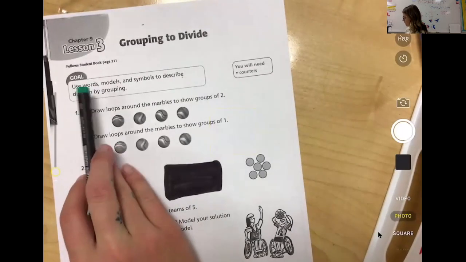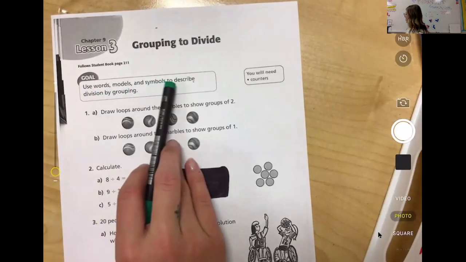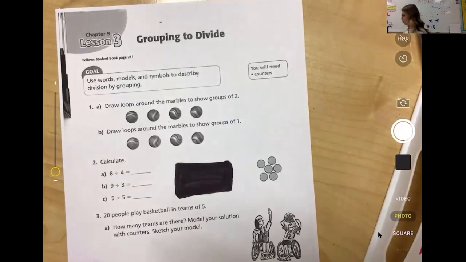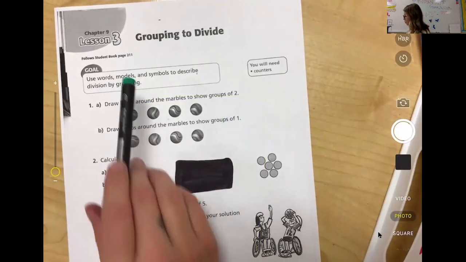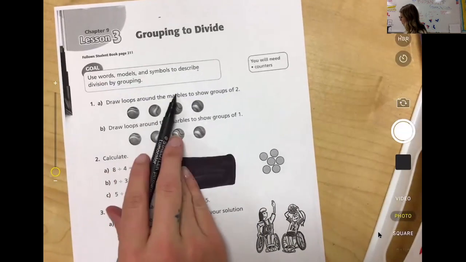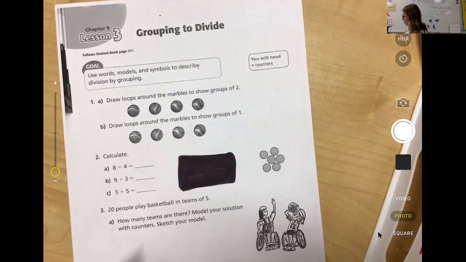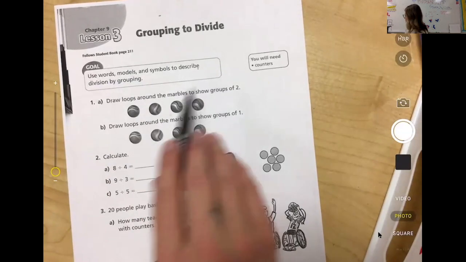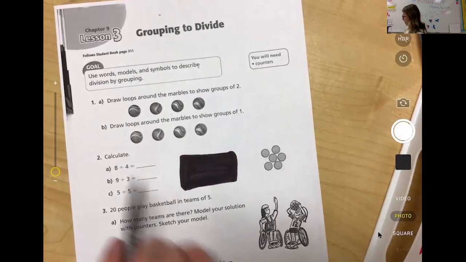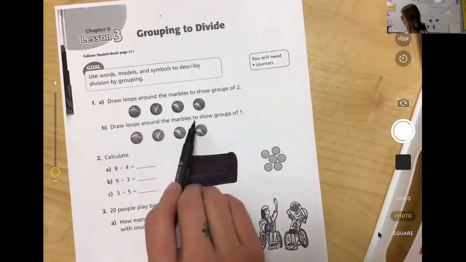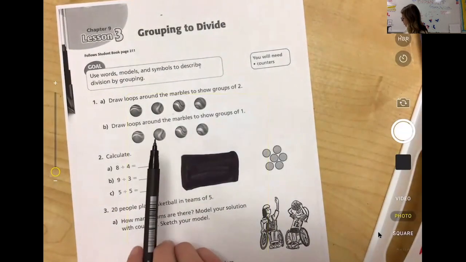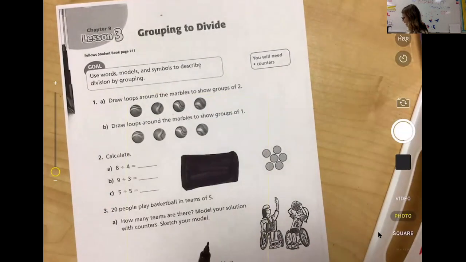So again, our goal is to use words, models, and symbols to describe division by grouping. Regrouping was addition or subtraction. Now we're just grouping. Number 1A says, draw loops around the marbles to show groups of 2. So you're going to circle 2 in a group and see how many groups you can make. Then it says, draw loops around the marbles to show groups of 1. You're going to just find the groups of 1, see how many you can get.